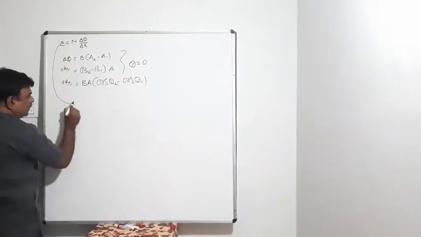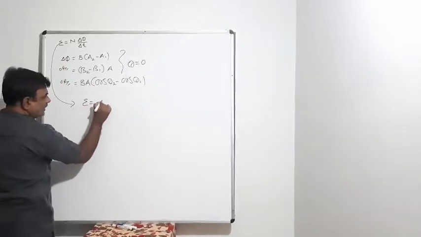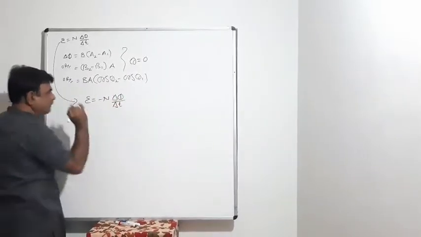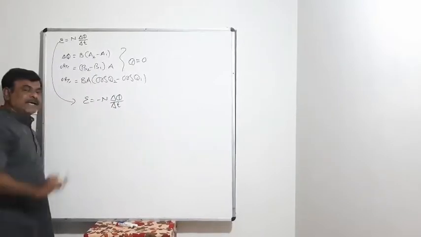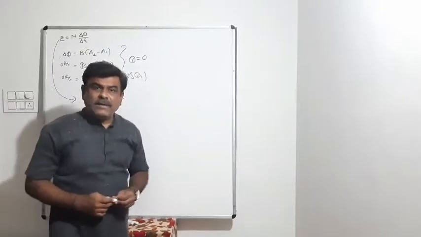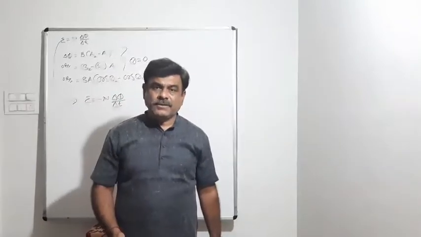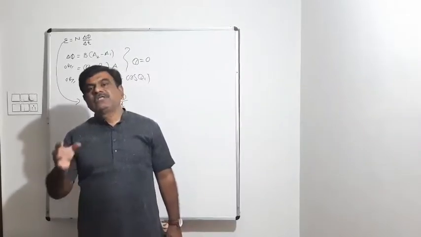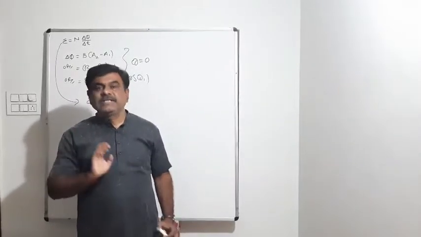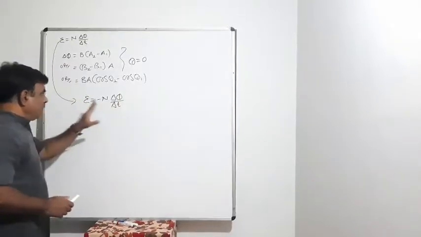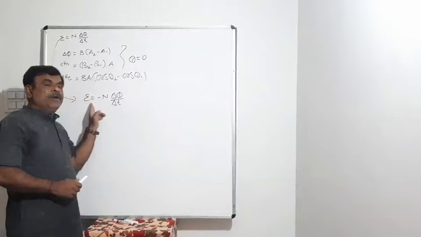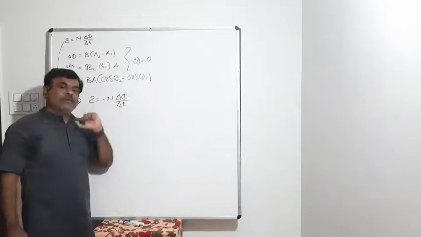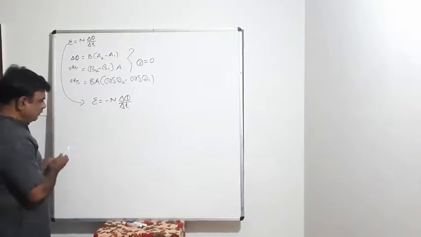If you remember, in every textbook it is written as minus N delta phi by delta T. The negative sign indicates that the induced EMF opposes the change in flux. Remember, induced EMF does not have to oppose the flux. Induced EMF or induced current has to oppose the change in flux. For example, if flux is increasing, then induced EMF will not allow flux to increase. And if flux is decreasing, then induced EMF will not allow flux to decrease. I'll give one or two examples.